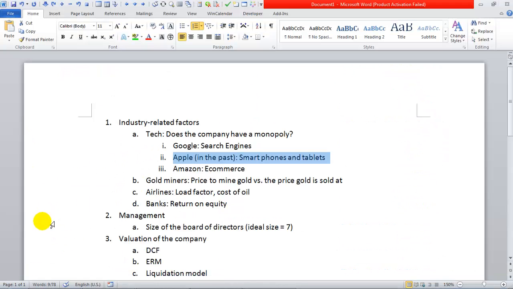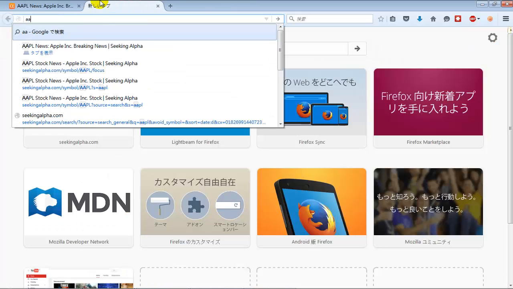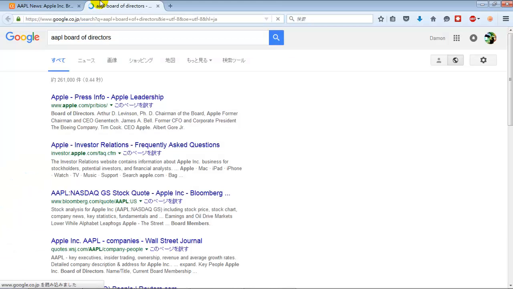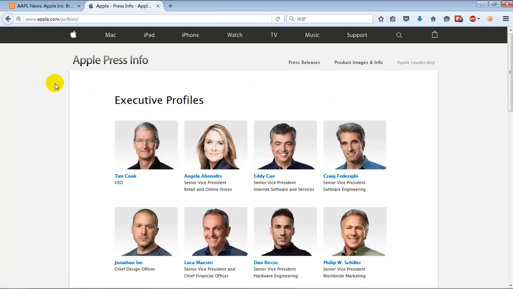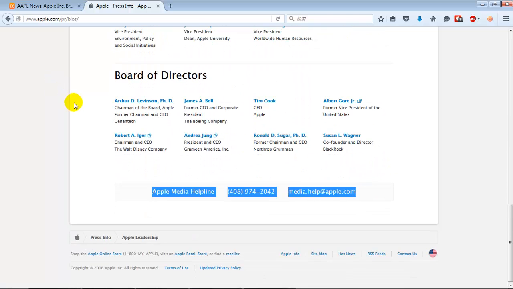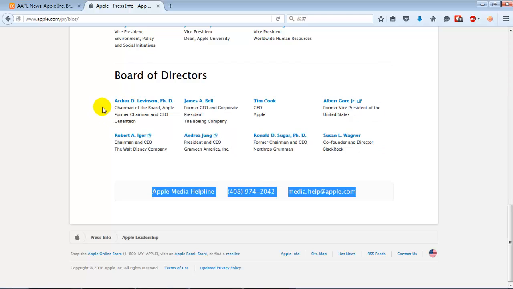Now after that, I'd go and look at the size of the board of directors. So just Google that, Apple board of directors, and you'll usually find a list of board of directors. You just count them up and see how many you got. So in this case, that's executive profiles, board of directors right here. We got 8 people, including Al Gore. 8 people is pretty good. That's a small board of directors. So I would say this is a good company.